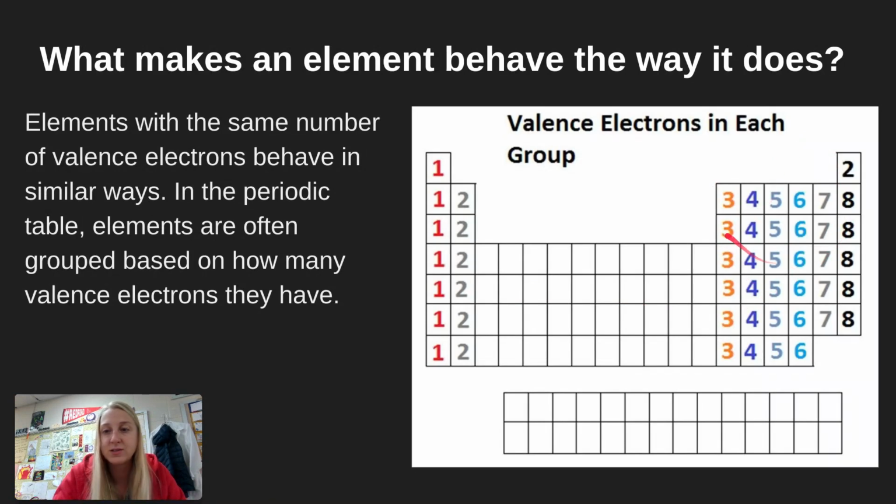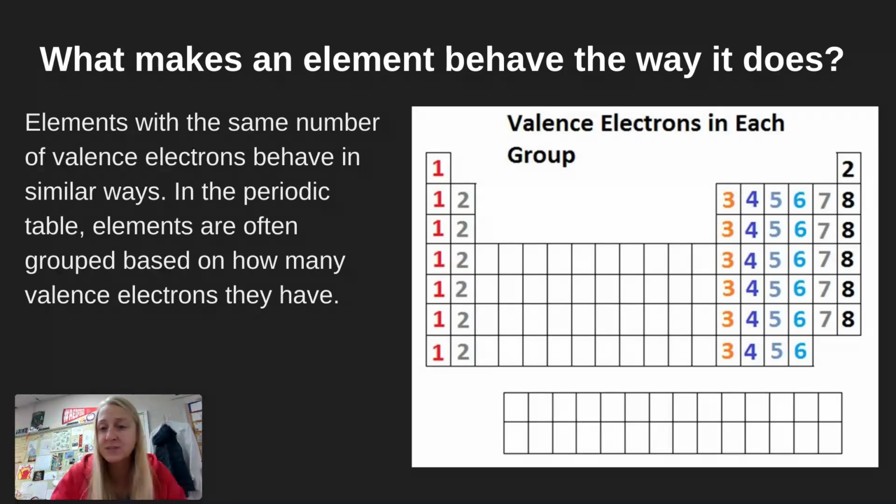So if I ask you, this element right here is aluminum. If I wanted to know how many valence electrons were in aluminum, all you would have to do is look and see that it's in group 13, and you'd say, oh, I'm just going to ignore the 1. It has 3 valence electrons. Okay, so that's a handy little trick for you to know.